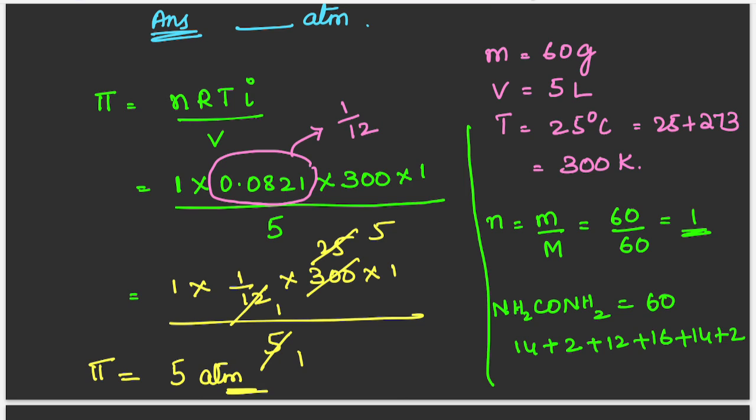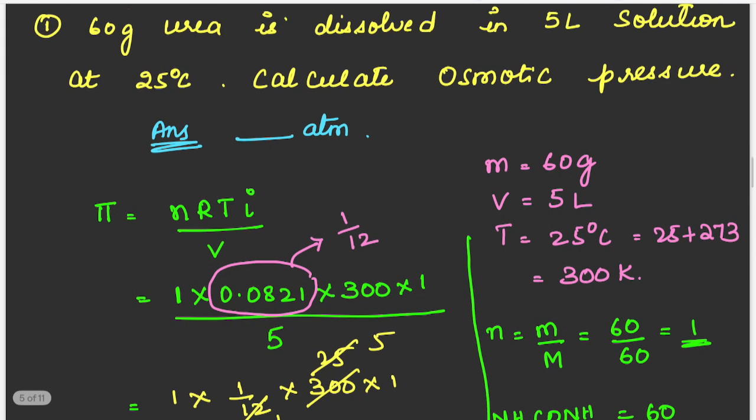Is that simple? So always use some tricks so that you can quickly calculate and get the answer. If you keep wasting time, you will not get much time to solve other questions. So this trick, make a note of it. Whenever this value 0.0821 is there, you can use 1 by 12, you will get a very close answer.